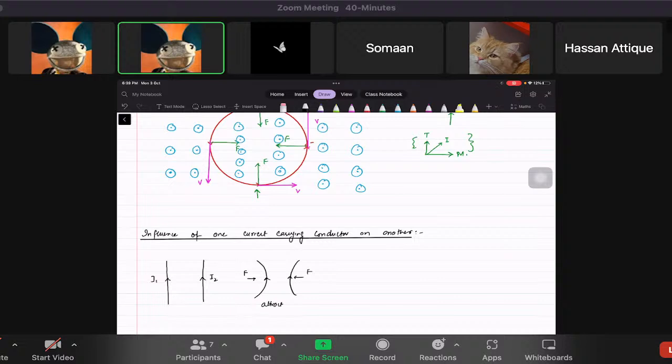For example, let me put it here so you guys remember. In O levels, we studied that like currents attract and unlike currents repel. But the thing that we never learned there was how and how much force is there and how to calculate that. We just learned that okay, this is the force.